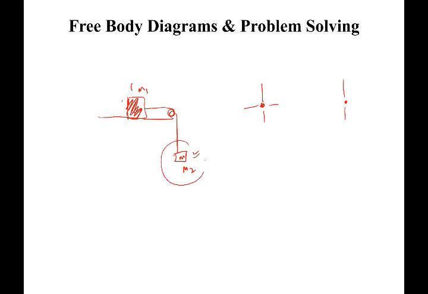For free body diagramming and problem solving, let's take an example of a box sitting on the floor and a rope trying to pull it with the help of another mass. So there's mass 1 and there is mass 2. We draw a free body diagram for this mass and identify how many forces are acting on it. And similarly, we draw a free body diagram for the other mass and see what forces are acting on it.